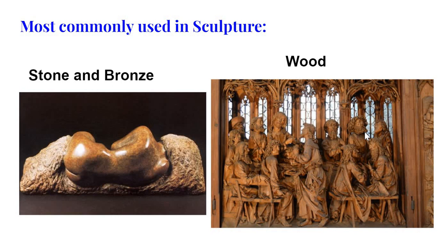The most commonly used materials in sculpture are stone, bronze, and wood. Just like here in our example. So the artisans use different chisels, guys, in carving different forms from different materials.